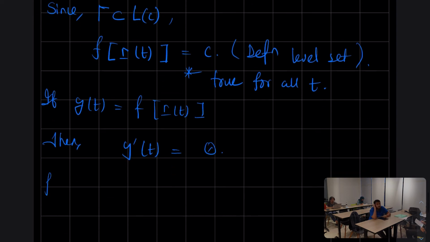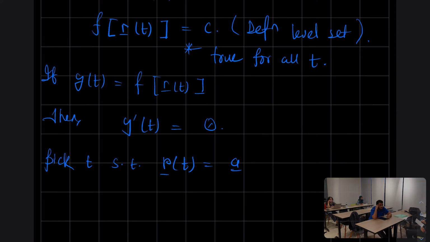And pick t such that r of t equals a. The gamma passes through a, so for every point it is true. So I can pick the t such that I find the point a. I'm going to call it t1. So t1 lies in the same j. It's a particular value of j in the interval.